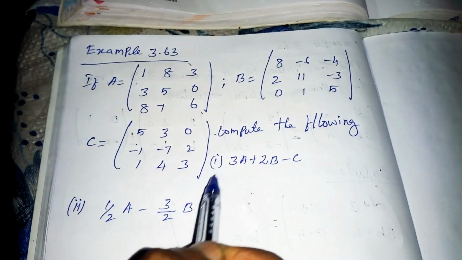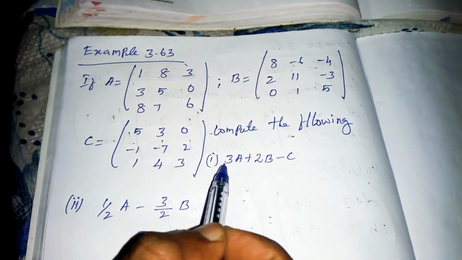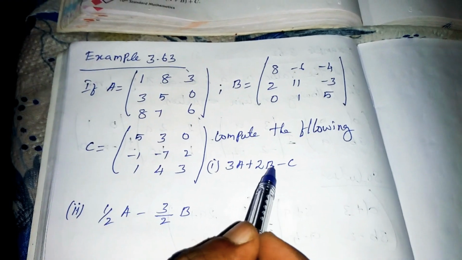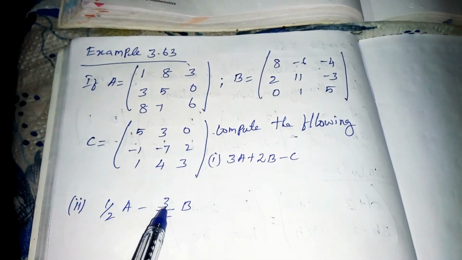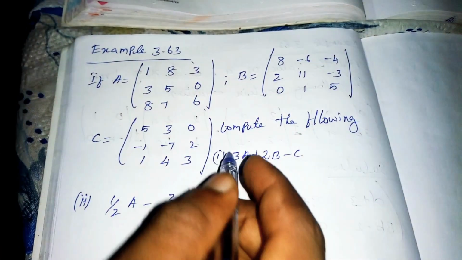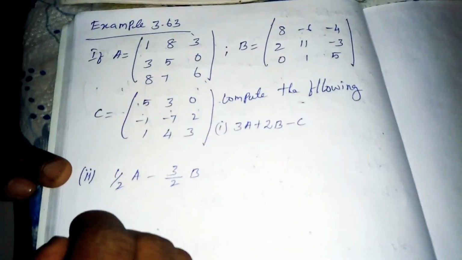First question, 3a plus 2b minus c. Second one, half into a minus 3 by 2 into b. First question, going to find the solution.